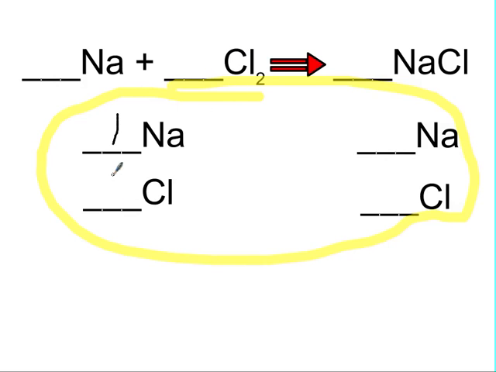So I have 2 chlorines. On the other side, I have no subscript, I have no coefficient. It's 1 Na and 1 Cl. Now looking at it, I can see that my Nas are equal. Okay, so far we're balanced.